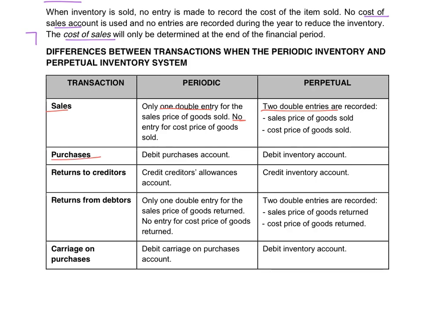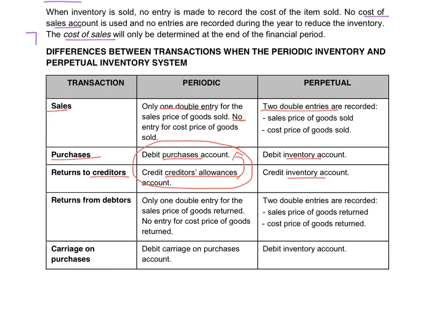Purchases, when you buy goods in the perpetual system, you will debit your inventory account. In the periodic system, you will debit your purchases account. Returns to creditors. In the perpetual system, you will credit your inventory to reduce your asset with the amount that's returned. In the periodic system, you will credit creditors' allowances. So actually, this purchases account and creditors' allowances account is the expense, is purchases, and creditors' allowances is the amount that will reduce that expense.